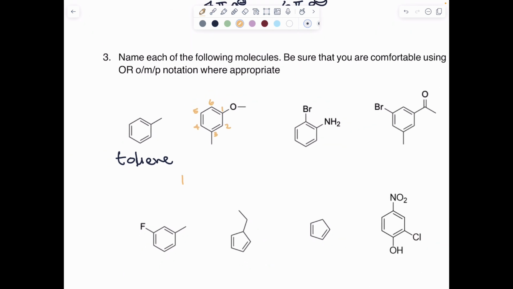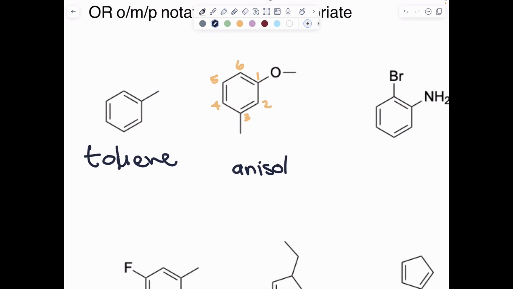So now to put this all together in a name, the parent name for the group with an OCH3 coming off of benzene is known as anisole. So the parent is anisole, and then we have a methyl on carbon 3.